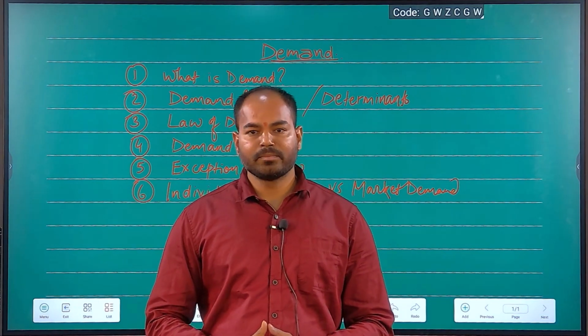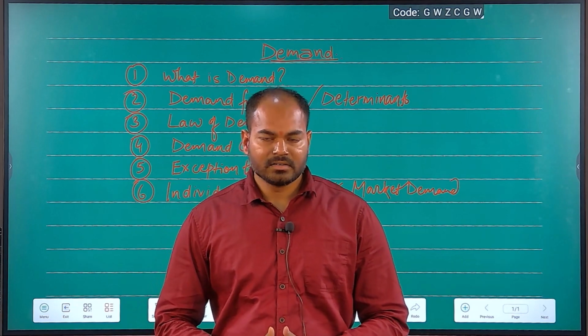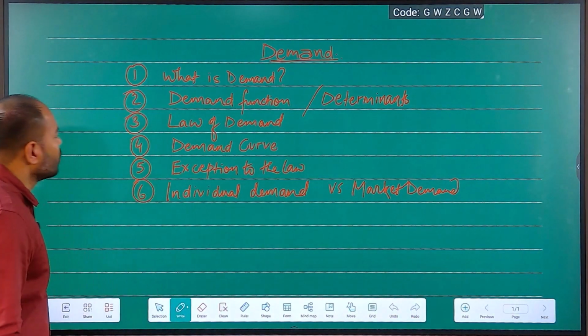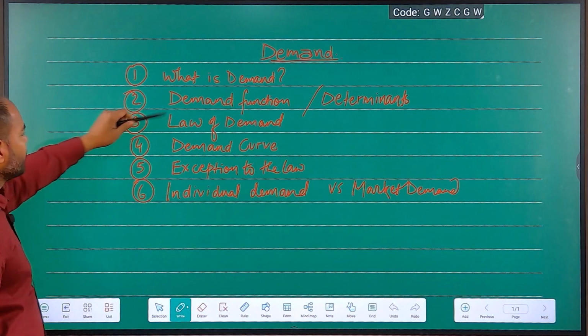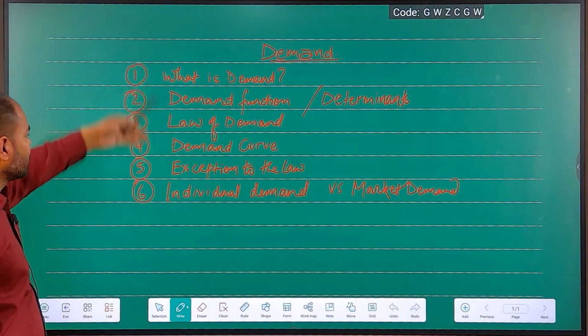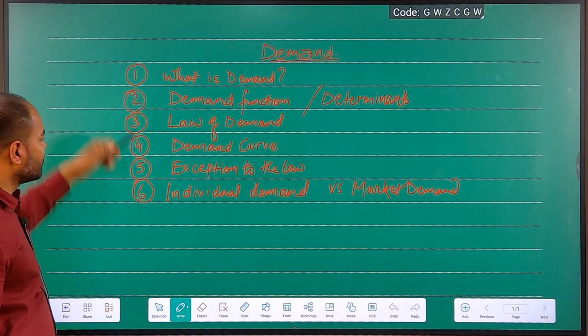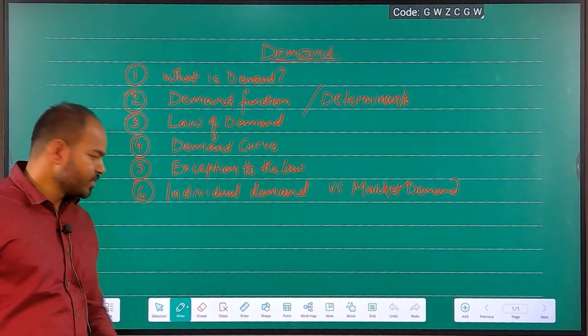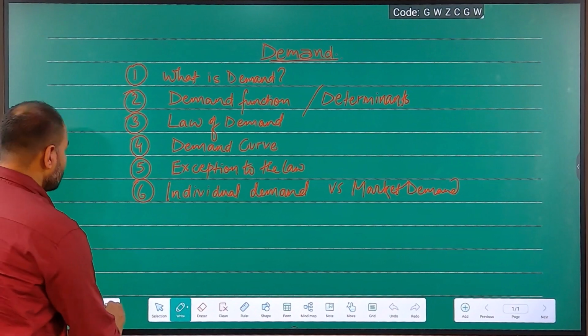Today I am going to discuss microeconomics and the very important topic, demand. Let's start with a few features of demand. First, what is demand, then the demand function, then the law of demand, then the demand curve, exceptions to the law, and individual demand and market demand. Starting with the law of demand.